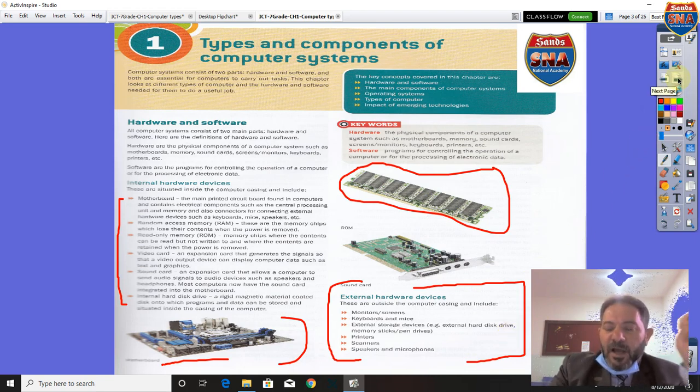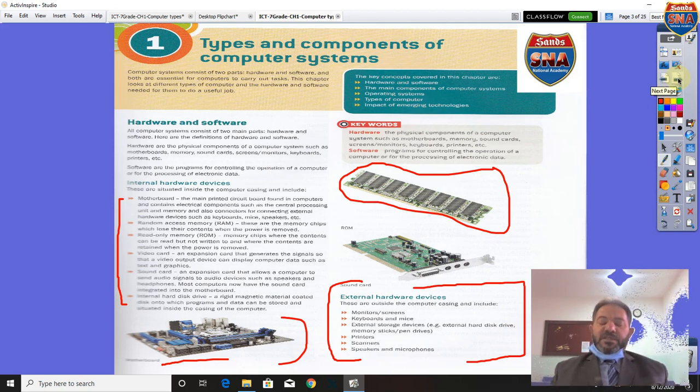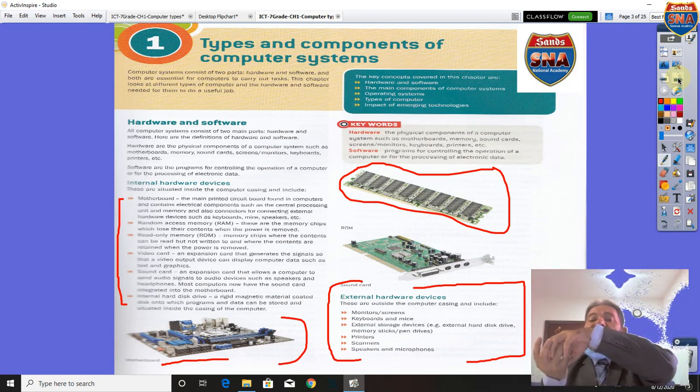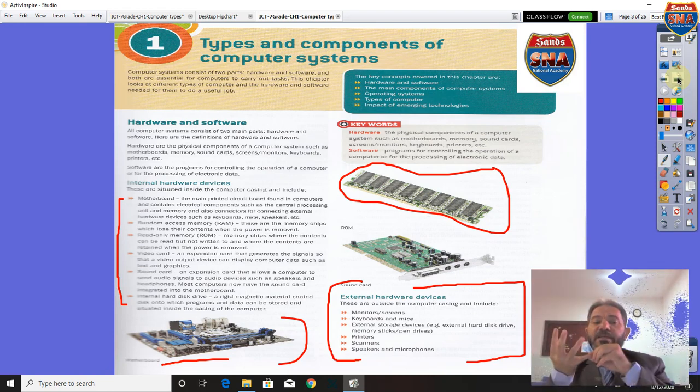So let's summarize what we have covered till now. We are talking about the computer system. A computer system contains hardware and software. The hardware is the physical part, the software is just a program or application, something that cannot be touched. The hardware is split into two things. The first one is internal hardware. It is inside the computer case, connected directly to the motherboard.